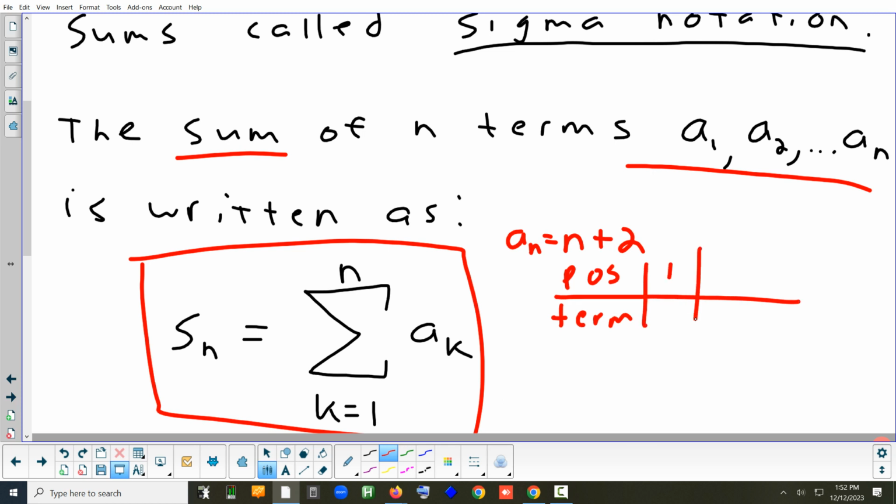What would be the first term in that sequence? 3. And the second term? 4. Third term? 5. And the fourth term? 6. So let's just add up the first 4. If you want to represent adding up 3 plus 4 plus 5 plus 6, this is how you do it.